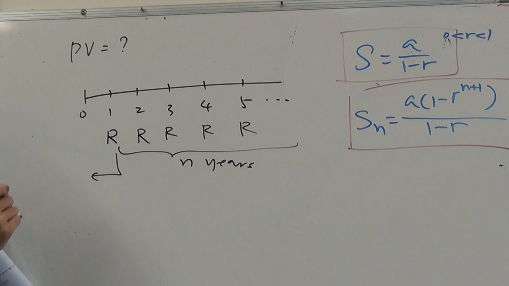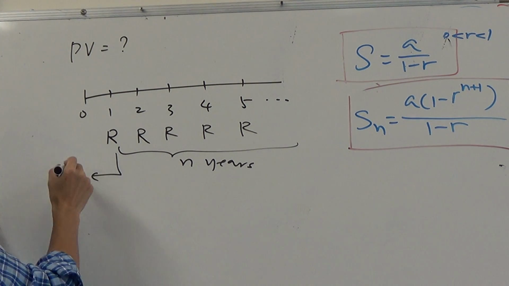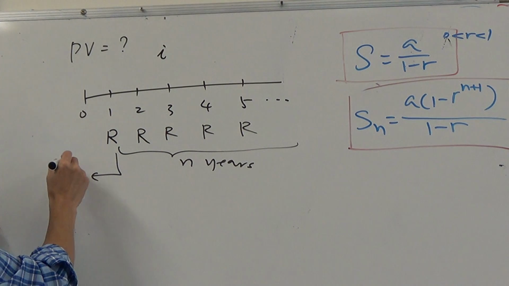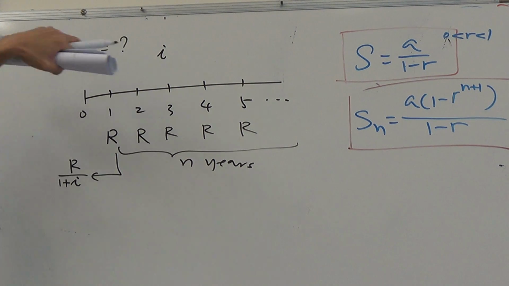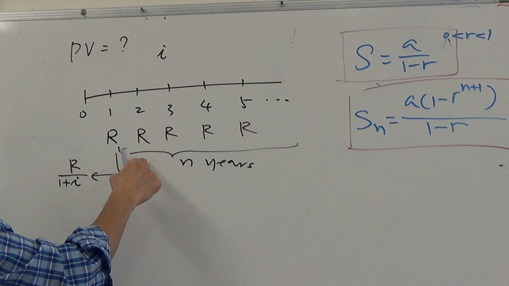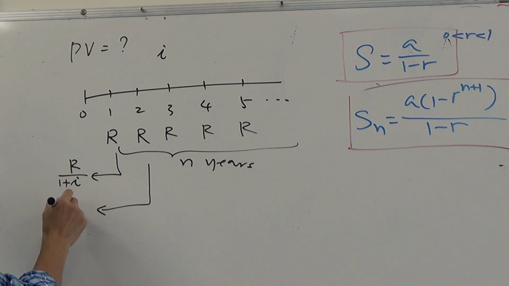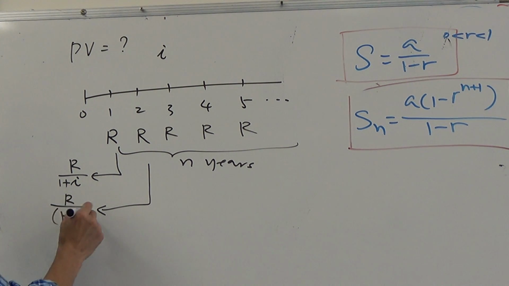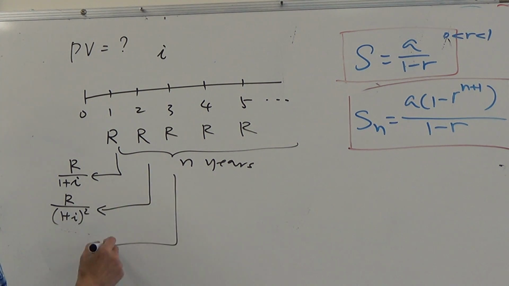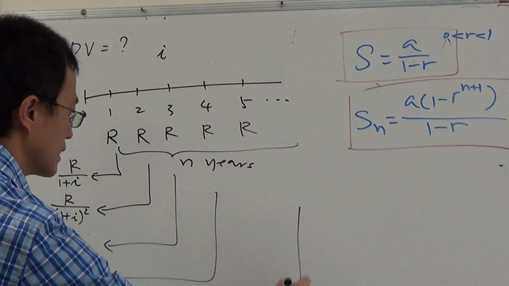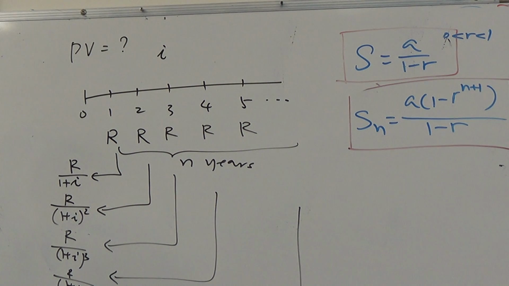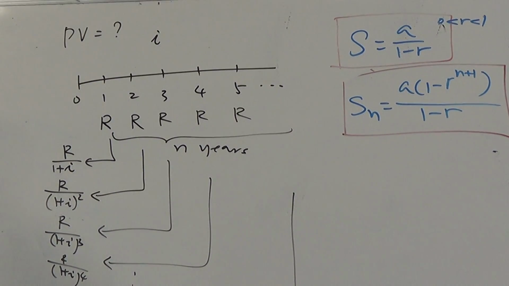So using the discount formula we derived previously, the discount rate is I. So R divided by 1 plus I. That's the discount rate, 1 plus I. Second year's R, push it back, you get R over (1 plus I) squared. Third year, R over (1 plus I) to the power 3. Fourth year, R over (1 plus I) to the power 4. So on and so forth until the nth year. Now it's R over (1 plus I) to the power of n.